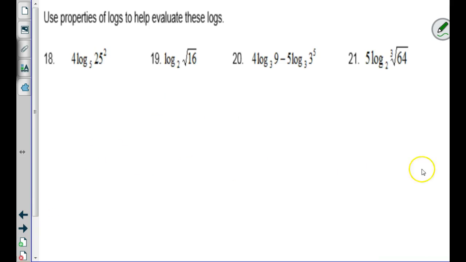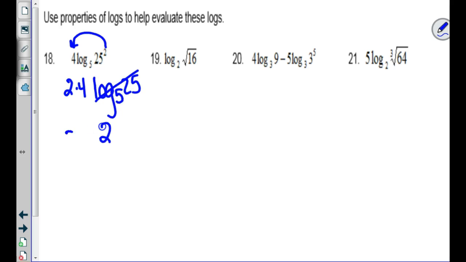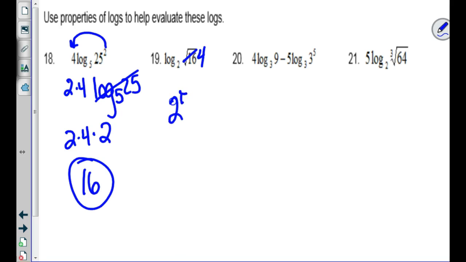All right. What can we do to help us solve this? If we didn't have a calculator, not taking it away from you, but this 2 could move out front, right? So we'd have 2 times 4. What's the log base 5 of 25, guys? 5 to what power is 25? This is all 2, so we have a 2 times a 4 times a 2, which would be 16. All right, what's the square root of 16? This is just 4. So 2 to what power is 4 makes the answer 2. Remember, I'm not taking your calculator away.